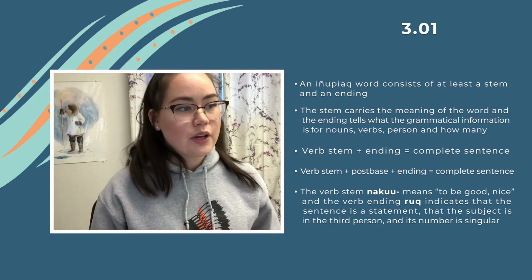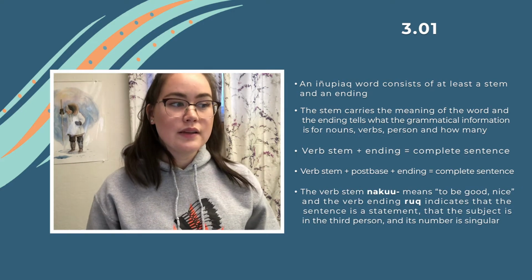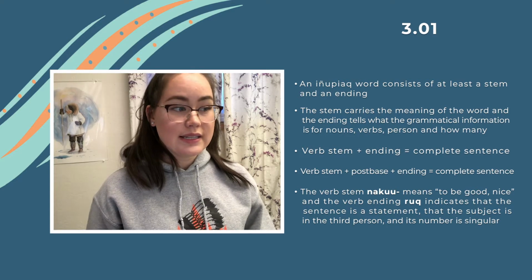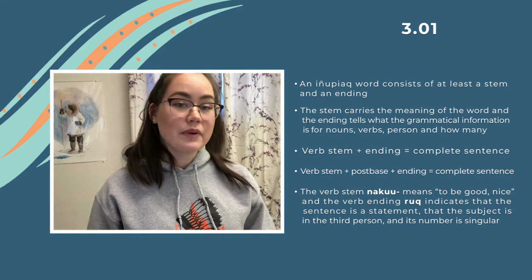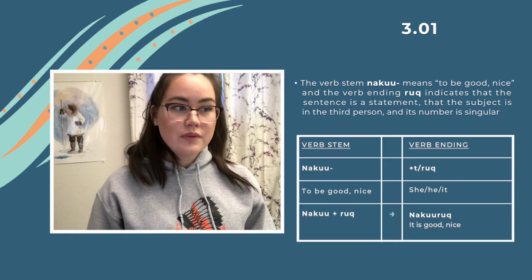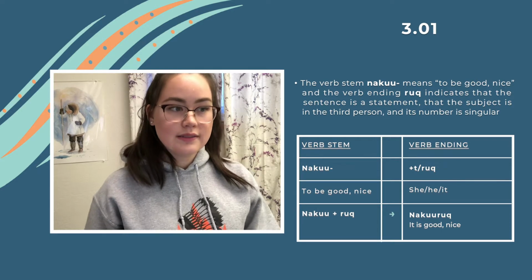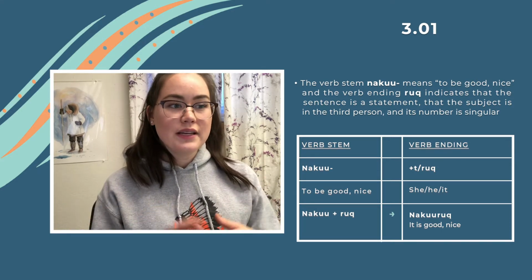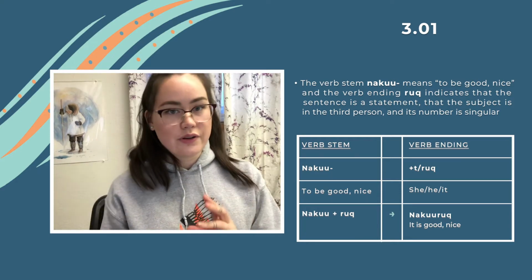The verb stem, naku, means to be good or nice, and the verb ending, ruk, indicates that the subject is a statement, that the subject is in third person, and its number is singular. Naku, to be good or nice, the ending ruk, he, she, or it. Put together, it makes nakuruk. It is good or nice. She is good or nice.